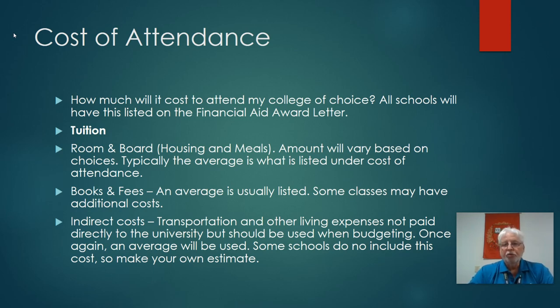The next item you'll see is room and board, might be called housing and meals. That amount could vary a little bit. They're going to take an average, depending on your meal plan and your housing choices. That might go up or down a little bit from what's estimated. Books and fees, same thing, depend on some of the courses you're taking. Some of the fees or books might vary a little bit, but they're going to take an average in there. Those are referred to as direct costs: the tuition, room, board, books, and fees. Those are paid for out of your student account.